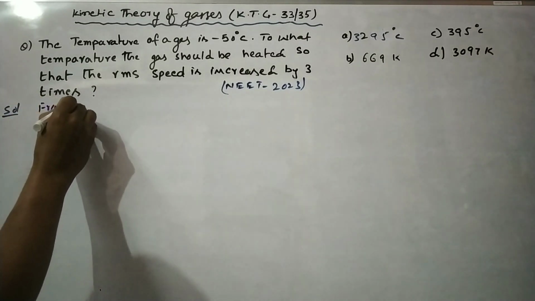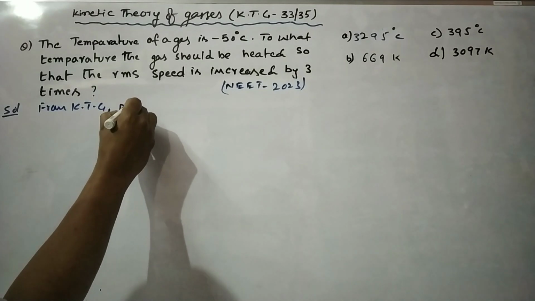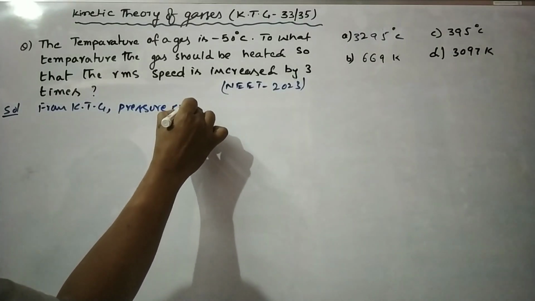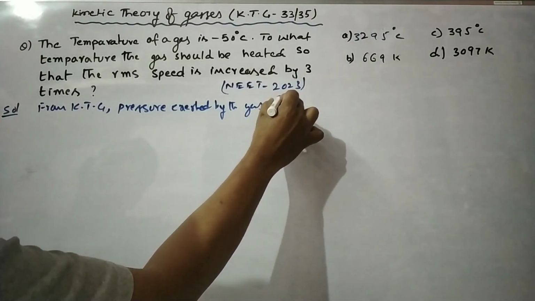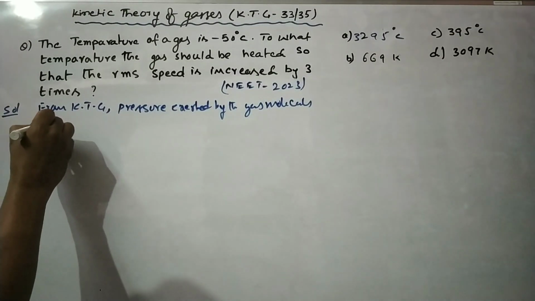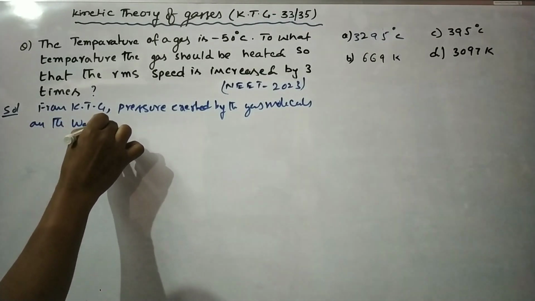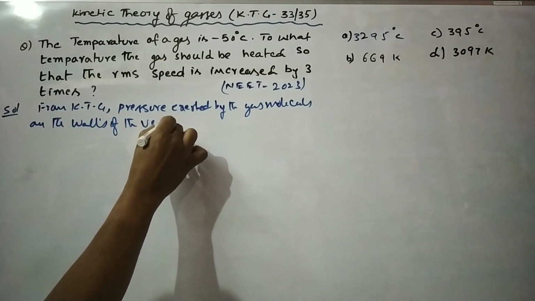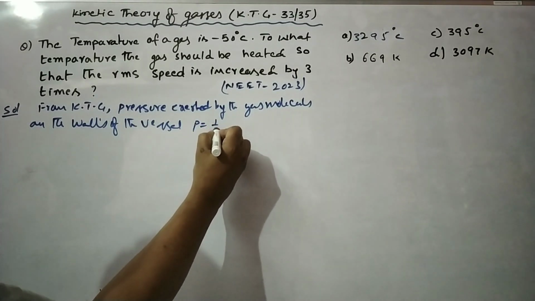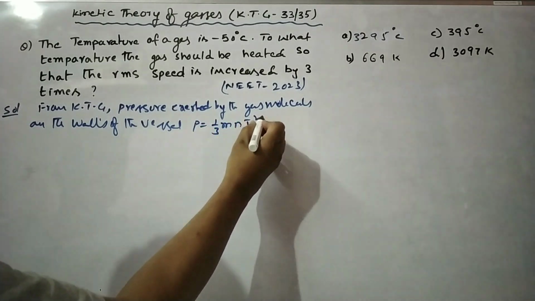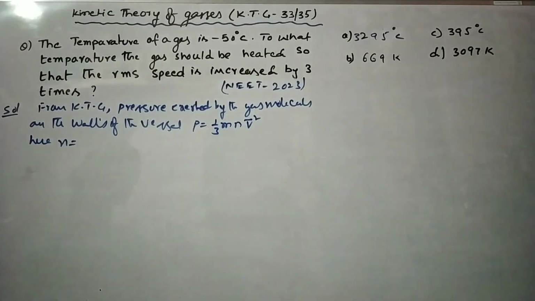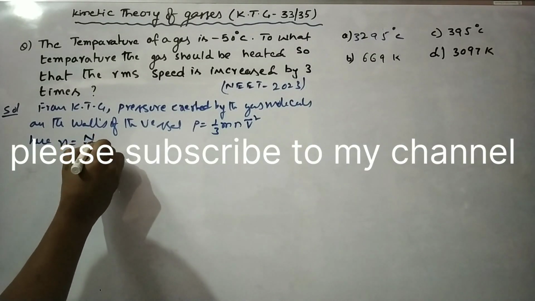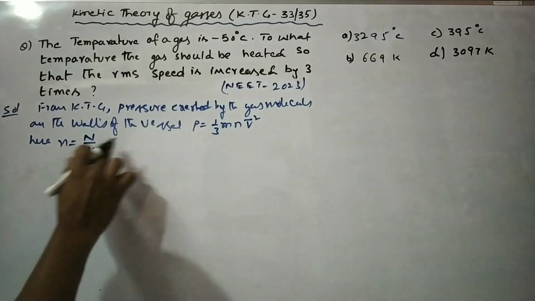From KTG, kinetic theory of gases, what is the pressure exerted by the gas molecules on the walls of the vessel? P is equal to 1/3 m n v bar square. Here n is the number of atoms present in the given mass, which is equal to the number of molecules per volume. Now this n is replaced in this equation.